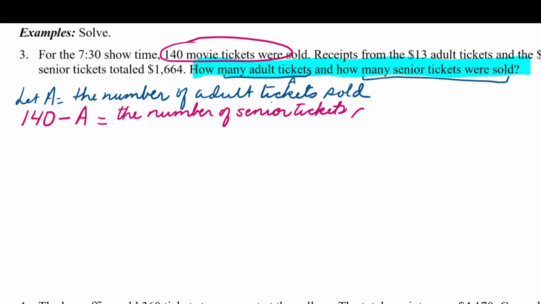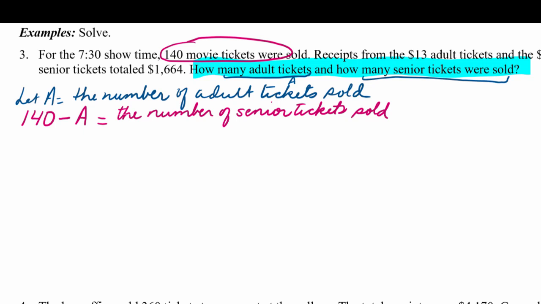So again, we used our variable A and we picked one of the two unknown quantities, in this case the number of adult tickets that were sold. Then we used this relationship that the total number sold was 140 tickets, and so you subtracted A from the 140 to represent the number of senior tickets that were sold.